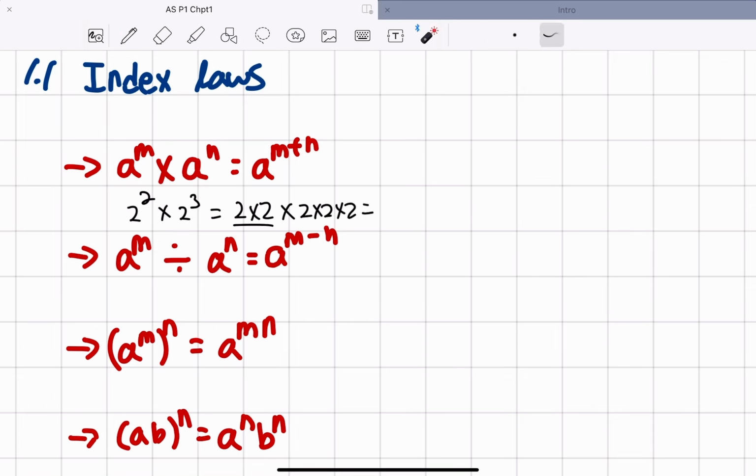Which means we are multiplying 2 one, two, three, four, five times. So we can just write this down as 2 to the power of 5, and this 5 on the power comes from 2 plus 3, right? So you can just easily think about this simple example.